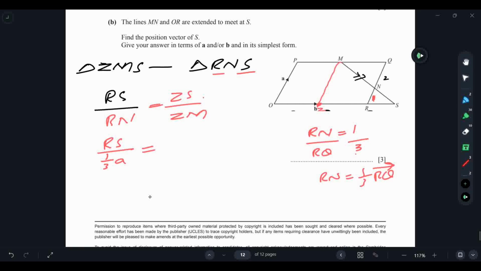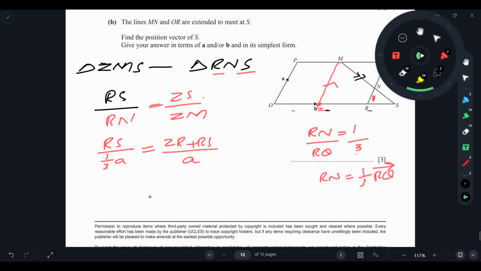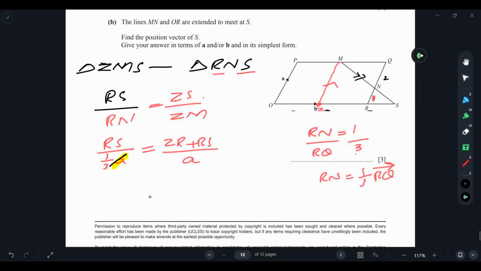ZS will be equal to what? ZS will be equal to ZR plus RS, whole divided by ZM. Now ZM is equal to what? Let me check this one, because it is also a parallel line. ZM will be equal to A, so we can directly write it as A. From here we can cancel out this A with this one.